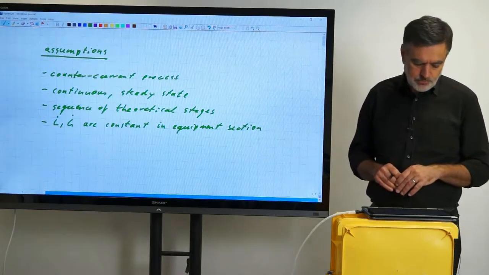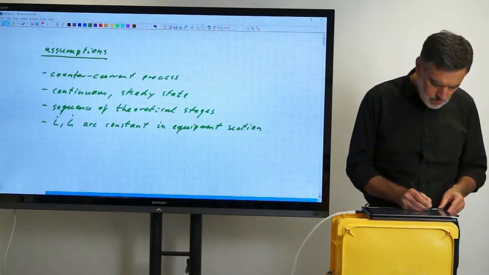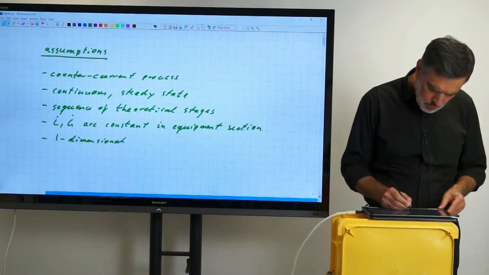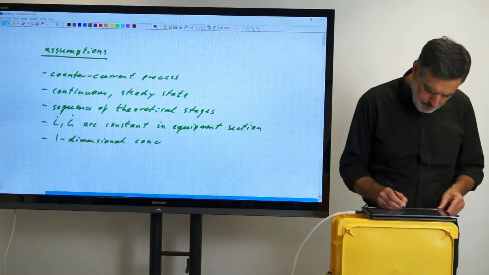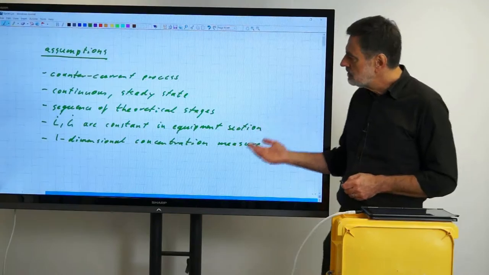But usually we want to get one step further. We would like to have the operating lines as straight lines, as we have seen in the McCabe-Thiele diagram. So we actually would like to have these operating lines as straight lines. For that we need to make further assumptions. Well, of course, there are some general conditions we have to meet for setting up the balances.